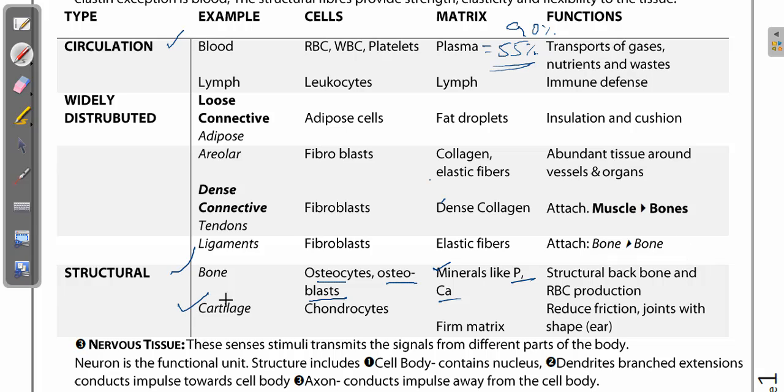And next is the cartilage. The cartilages are made up of the chondrocytes, the specific cells, and they provide the firm matrix. The main function of this is they're going to reduce the friction, and you can see mostly they can be seen in joints, and also the shape-forming structures like the nose tip and the ear. And now we'll go through the structures.